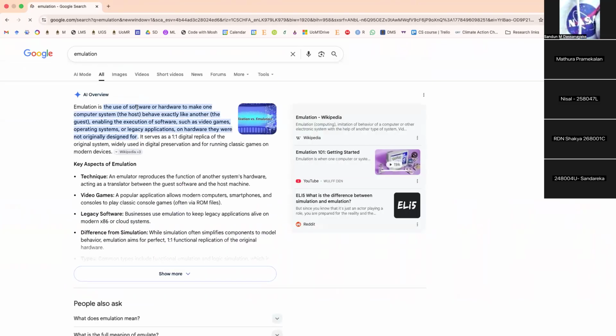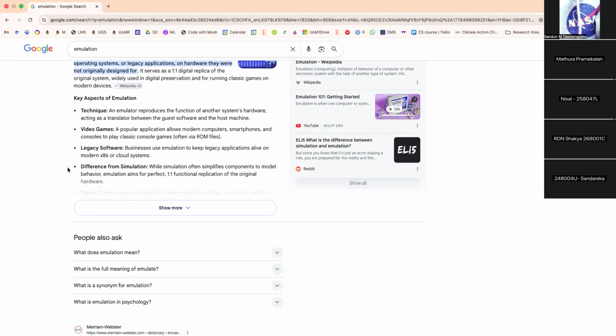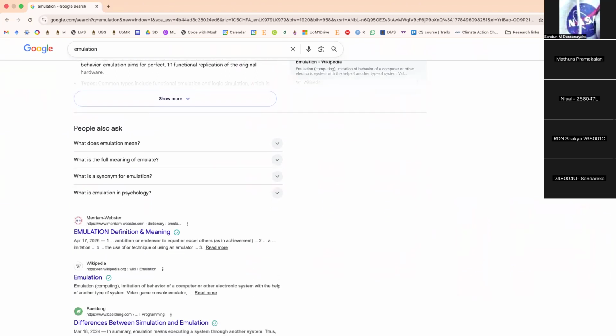So this is emulation. Use software or hardware to make one computer system behave exactly like another, enabling the execution of software such as video games, operators. So this is the case of software, but it is there in robotics and in mathematics as well.